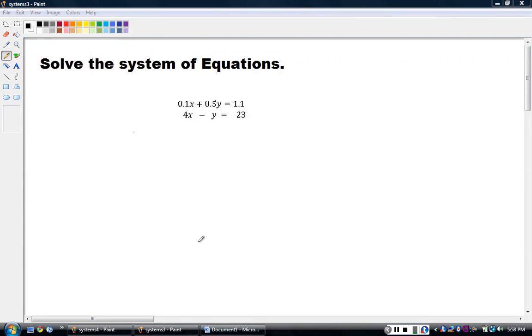Okay, next video. Solve the system of equations, same directions. In this case, this one appears to be a bit different because there's decimals. We've learned in the past that we've solved equations with fractions, and what we did was we got rid of those fractions by multiplying everything by the least common denominator. In this example, we'll do something similar, only we'll multiply everything by 10 to get rid of our decimals.